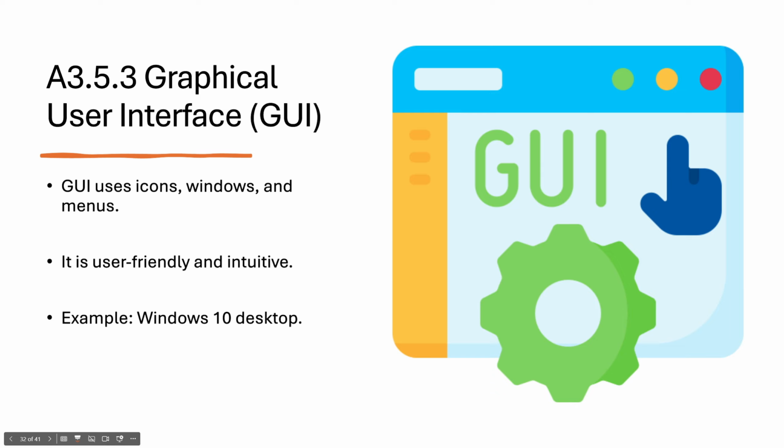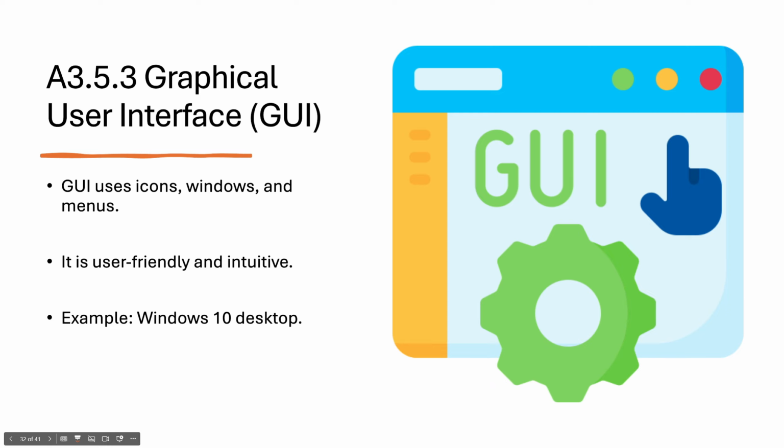Next, we have graphical user interfaces, also known as GUI. GUI uses icons, windows, and menus. So there's this term called WIMP, W-I-M-P, windows, icons, menus, and pointers. This is linked directly to GUI. It is typically user-friendly and intuitive.